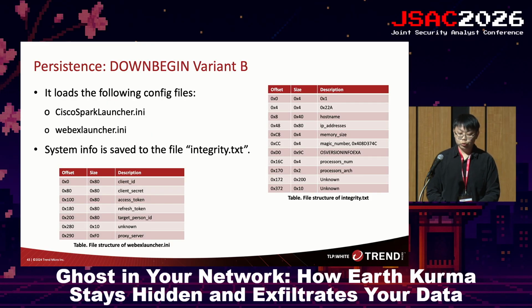It first loads two INI configuration files. As the left table shown here, the WebEx launcher.ini contains information like client ID and client secret that could be used to connect to Cisco WebEx service. The variant will collect your system information and save it to integrity.txt. It contains data like your hostname, memory size, and IP address. There's also a specific magic number, 408D374C, which appears in both variants.